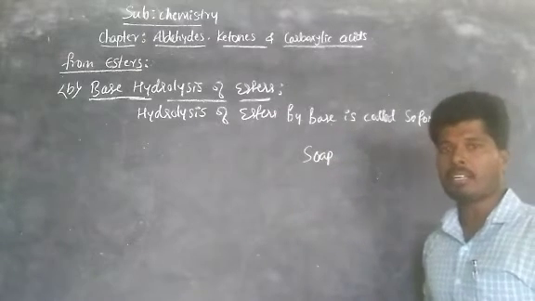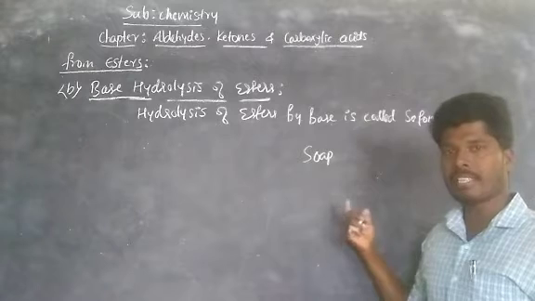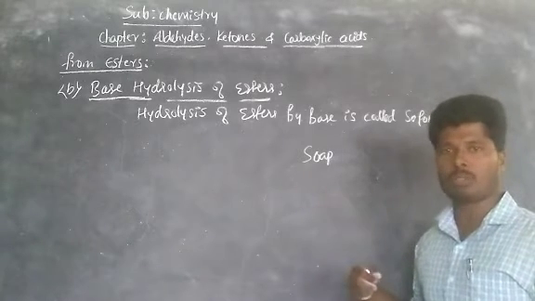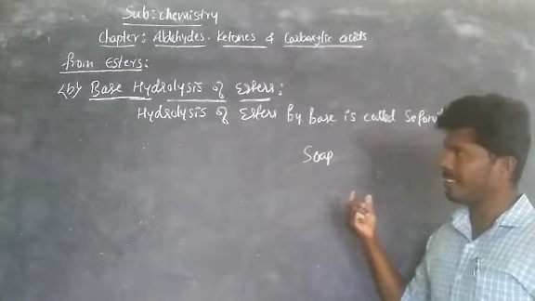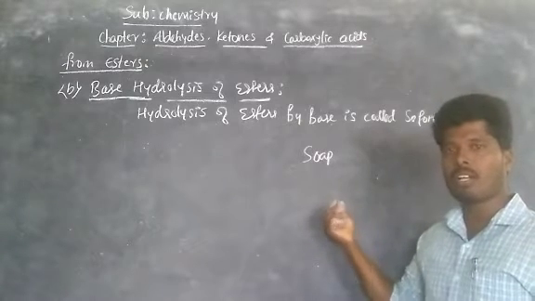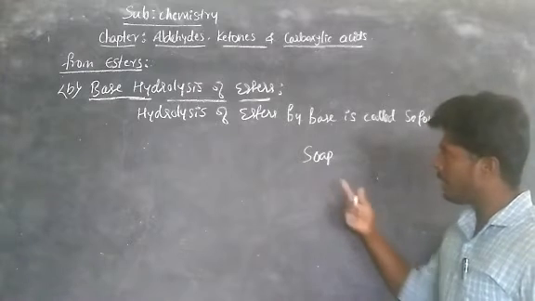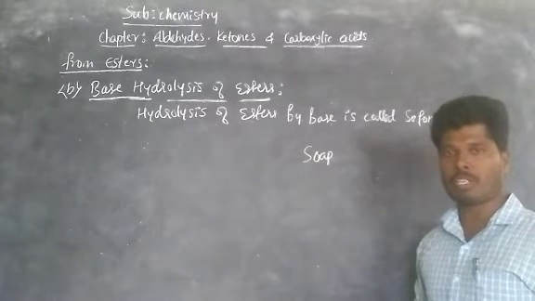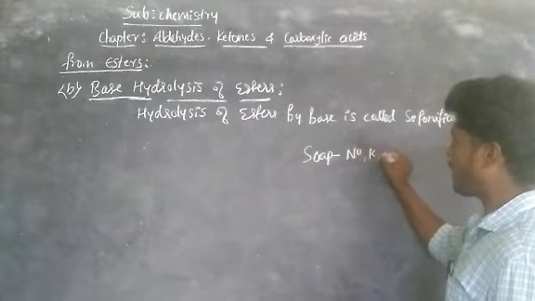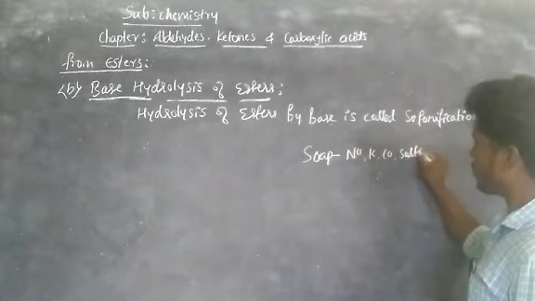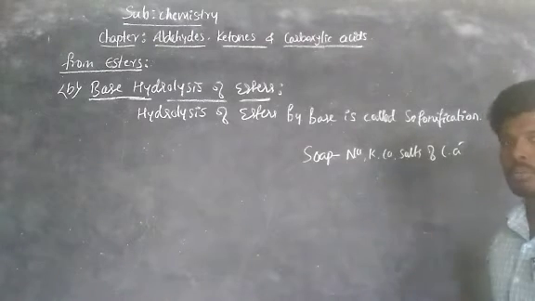Soap is nothing but salts of carboxylic acids, or fatty acids as we call them. Fatty acids are made of carboxylic acids, consisting of the smallest units of carboxylic acids. Here soap is nothing but sodium or potassium or calcium salts of carboxylic acids. This is called soap.